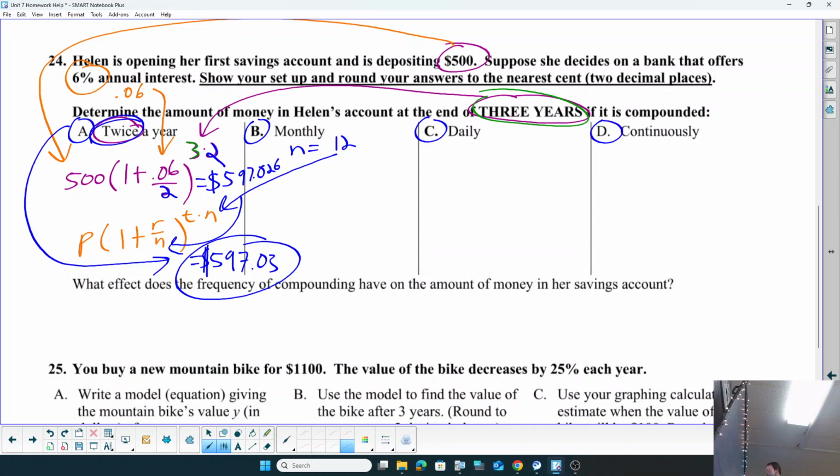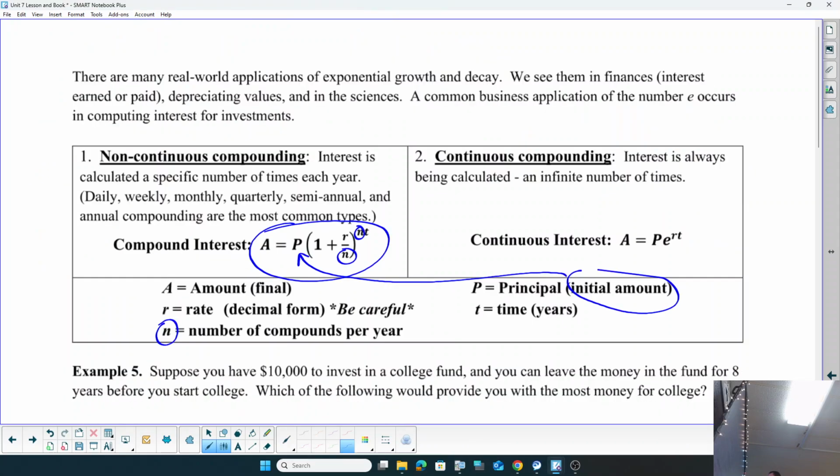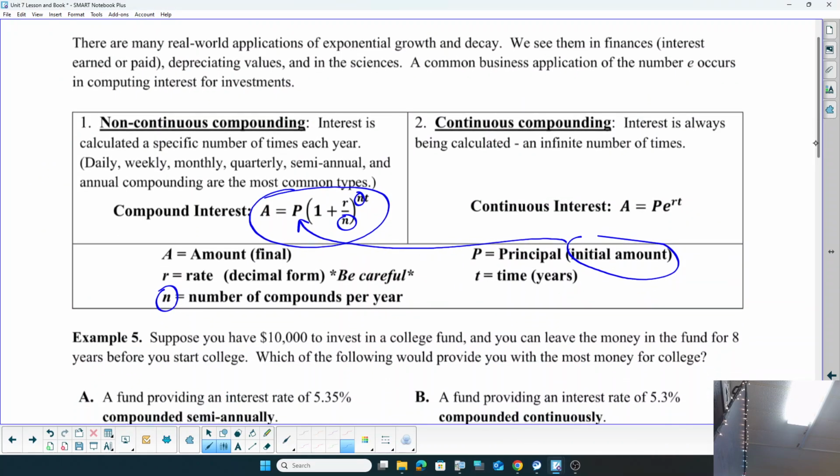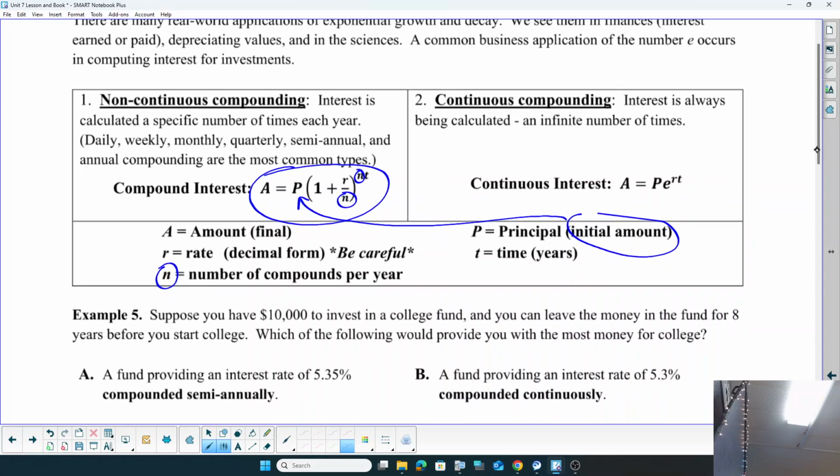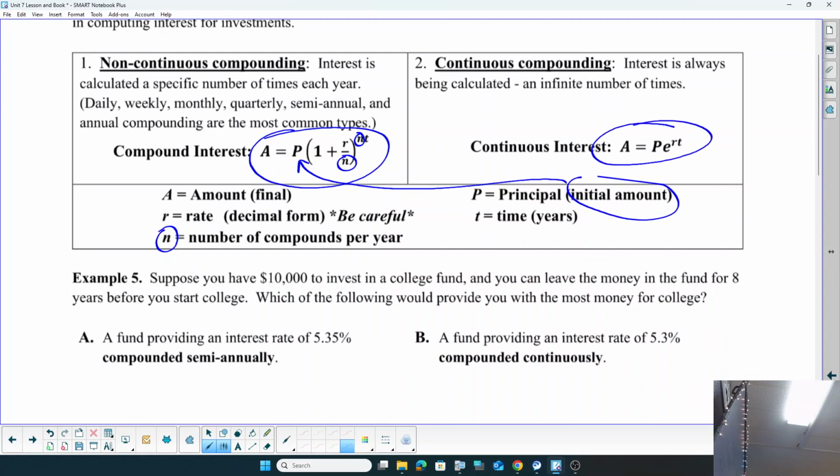Now the continuously part, the hint there is continuous. So continuous would be what natural e is, 2.71828 is what we're approaching. And so that would be 500 times e to the, is this right, 0.06 times 3? I guess so. I'm not really sure. Continuous. Yeah, let's take a look at our lesson there. Continuous compounding interest is calculated an infinite number of times. Okay, so I guess you have to use that formula.